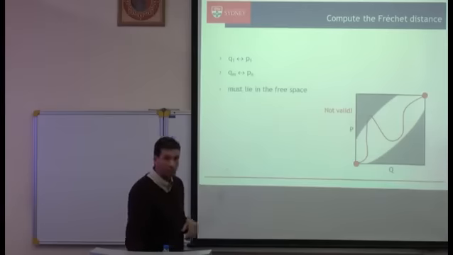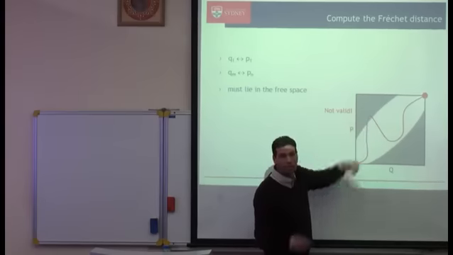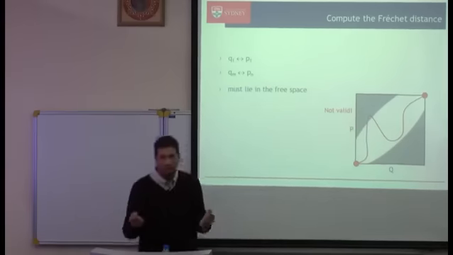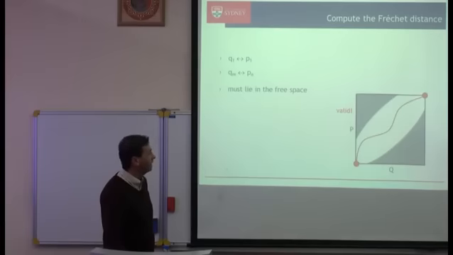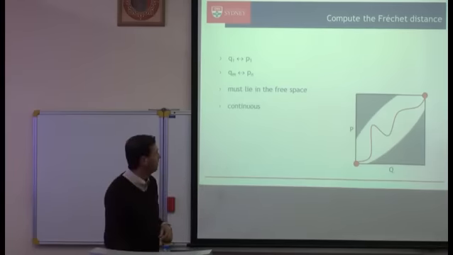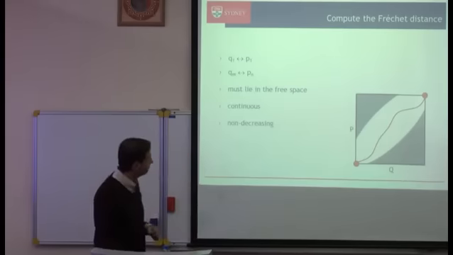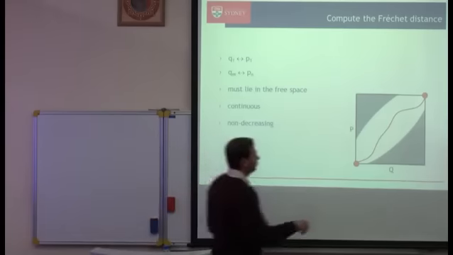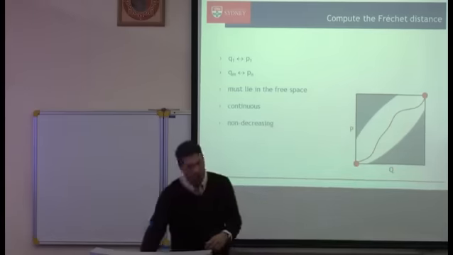It must lie in the free space. Because if I go outside the free space, that means that I'm matching a pair of points that have distance greater than R. Right? So that means that the Fréchet distance has to be greater than R if I use this parameterization. So I have to lie inside the free space diagram. It has to be continuous, so I can't stop and then jump to somewhere else. And it has to be non-decreasing, so that means that I have to walk monotonically along Q. I cannot go back and start again. Good.